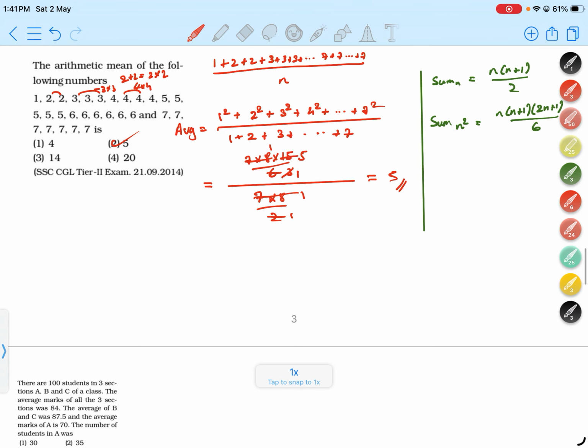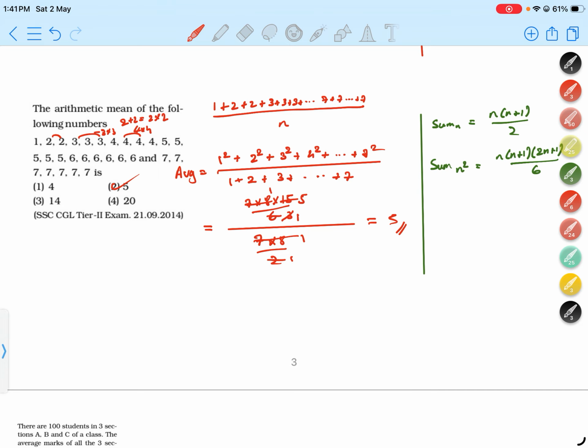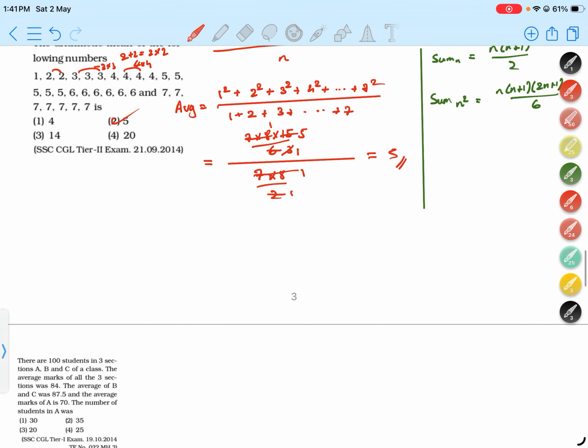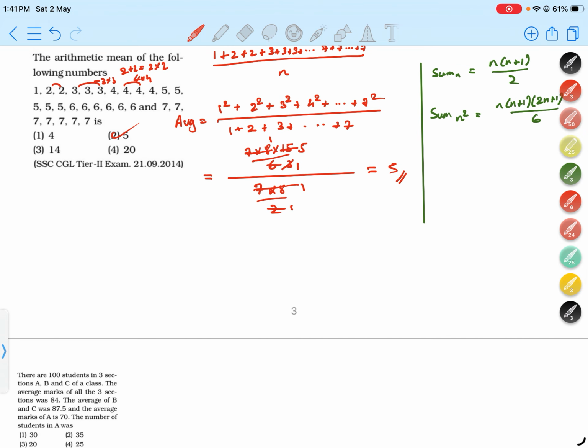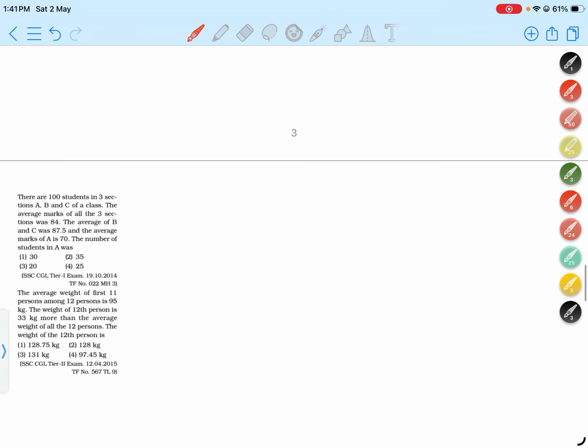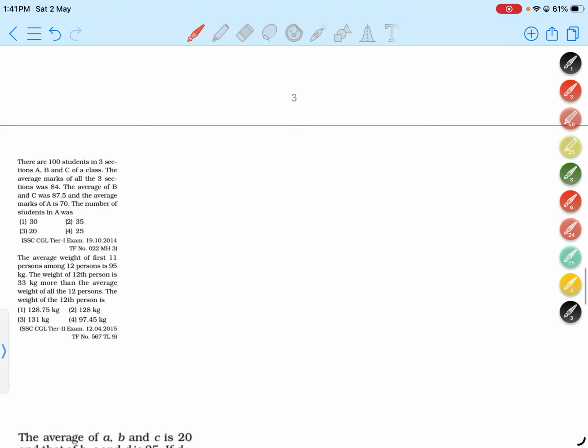So this is a means level question which can be easily solved using these two formulas. I hope you knew them, and this is the way we will be solving this kind of questions. So let us move on to the next question.